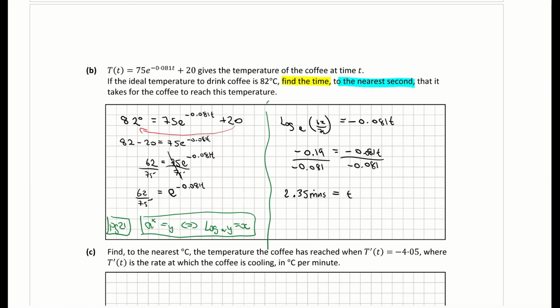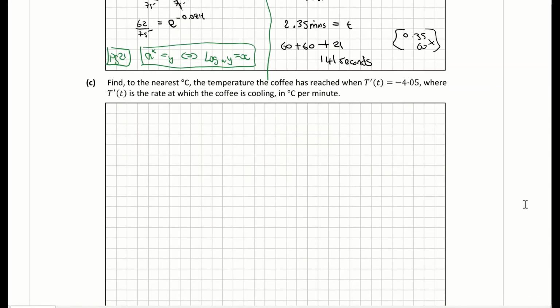So I need to turn 2.35 minutes into seconds. Well, 2 minutes is 60 seconds plus 60 seconds. And to turn 0.35, just go to your calculator and multiply 0.35 by 60. And that's giving me 21 seconds. So it's 35 over 60 basically, which is giving me 141 seconds. Or just go to your calculator and multiply 2.35 by 60. That's part B.